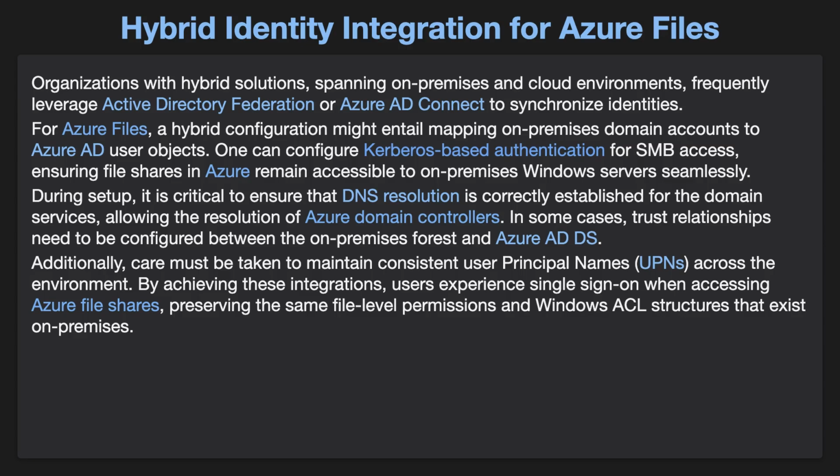During setup, it is critical to ensure that DNS resolution is correctly established for the domain services, allowing the resolution of Azure domain controllers. In some cases, trust relationships need to be configured between the on-premises Forest and Azure ADDS. Additionally, care must be taken to maintain consistent user principal names, UPNs, across the environment. By achieving these integrations, users experience single sign-on when accessing Azure file shares, preserving the same file-level permissions and Windows ACL structures that exist on-premises.